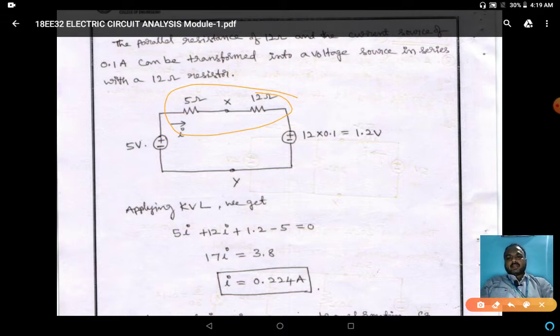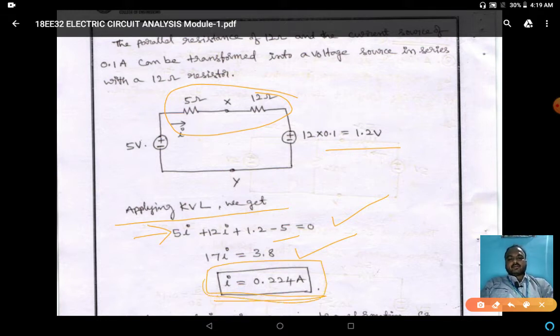Now apply KVL to the above loop. So we get 5i plus 12i plus 1.2 volts minus 5 volts is equal to 0. Simplify that: 17i is equal to 3.8. Now calculate the I value. So the current flowing in the 5 ohm resistor is 0.224 amperes.